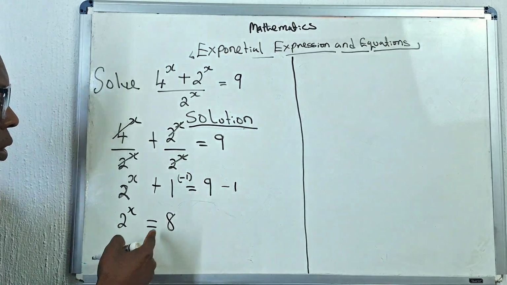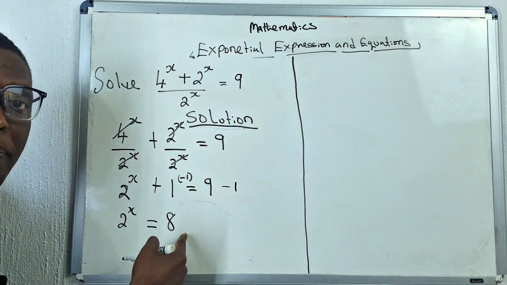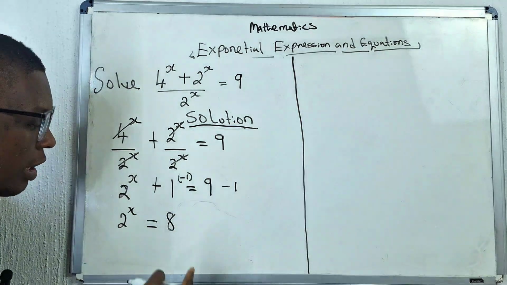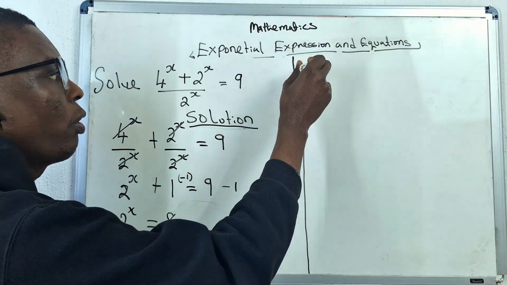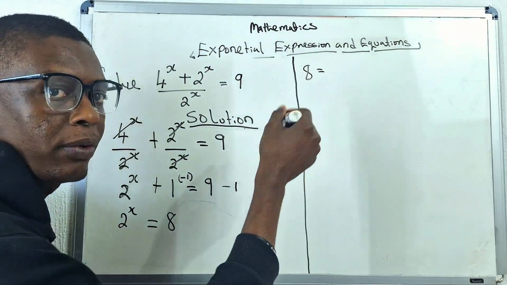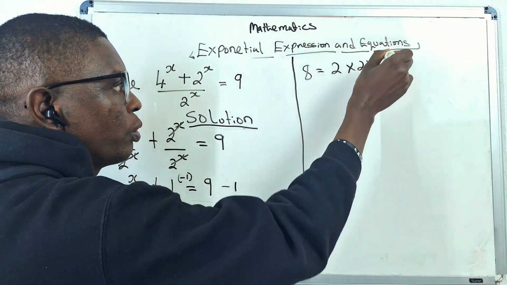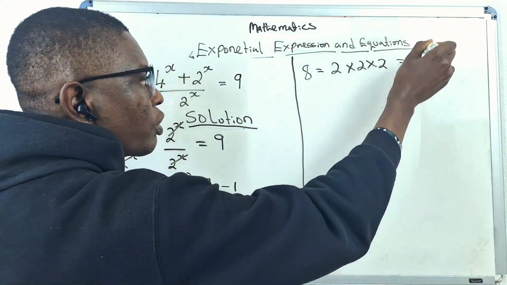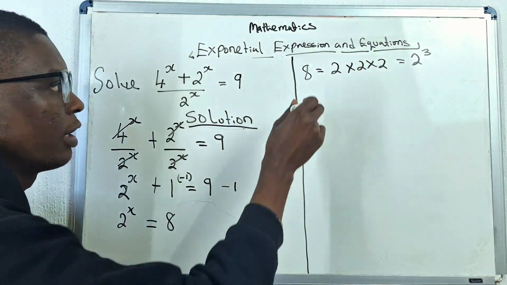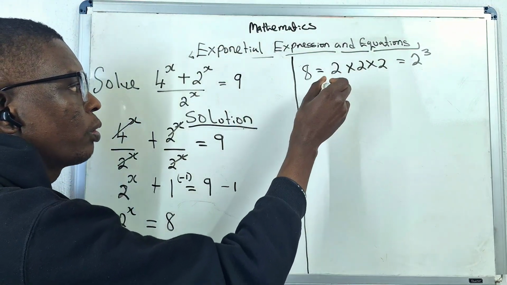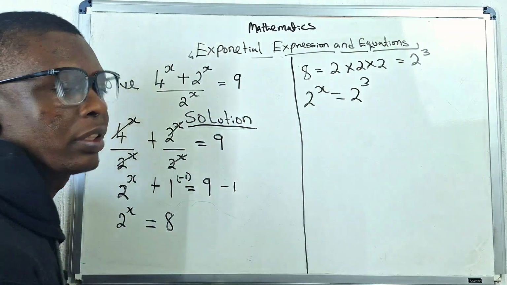Now, in this situation, always try to see if you can make the base the same. Here we are having 8. We know that expressing 8 in its prime factors is the same thing as 2 times 2 times 2, and this is 2 raised to power 3. So when we see 8, we substitute it with 2 raised to power 3. So we are left with 2 raised to power x is equal to 2 raised to power 3.